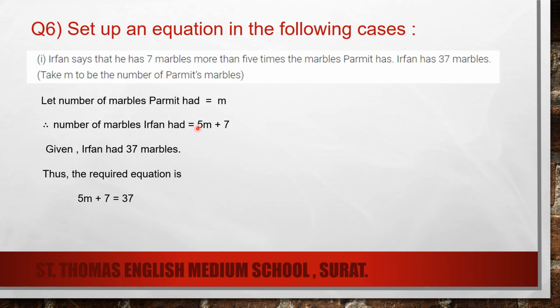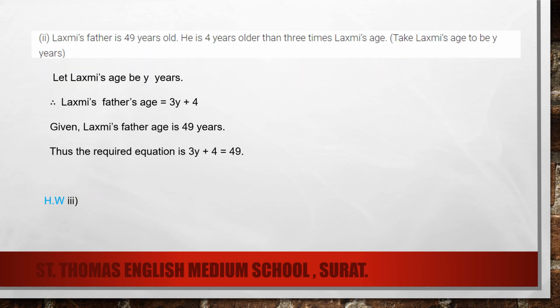Is it clear? Because he already said he has 7 marbles more than 5 times the marbles Parmit had, but it is already given that the total number of marbles with Irfan is 37. We can equate both, they are the same. That means 5m plus 7 is equal to 37. Thus, the required equation is 5m plus 7 is equal to 37. We don't want to solve this equation because they said only to set up an equation. They have not asked you to solve, so you have to stop here. No need of solving this equation.